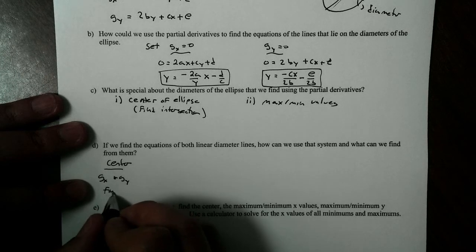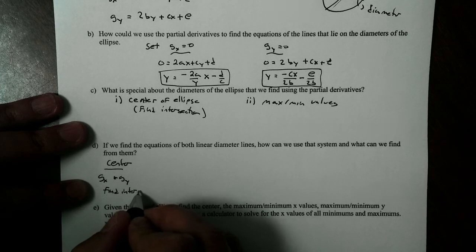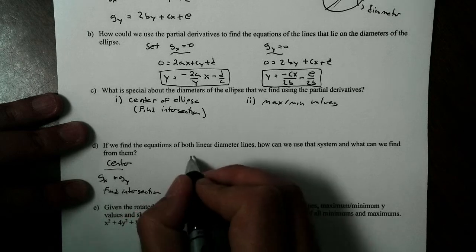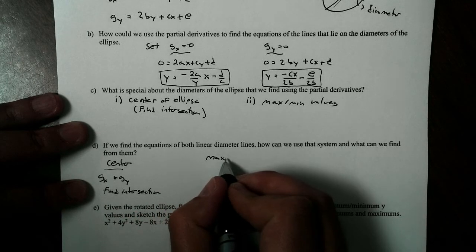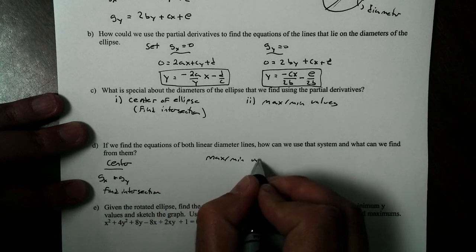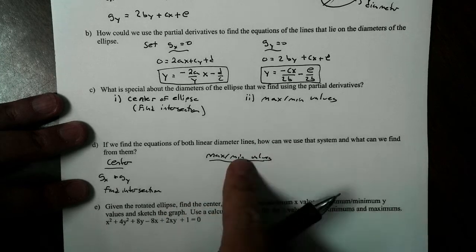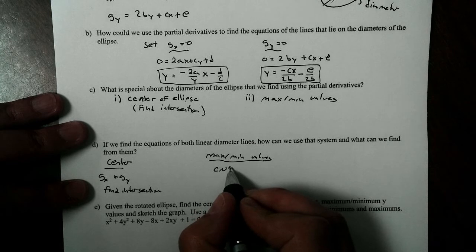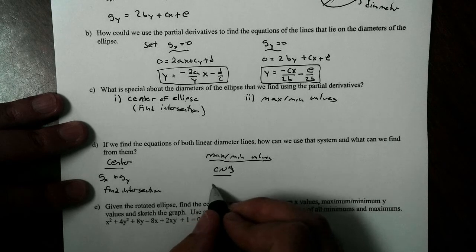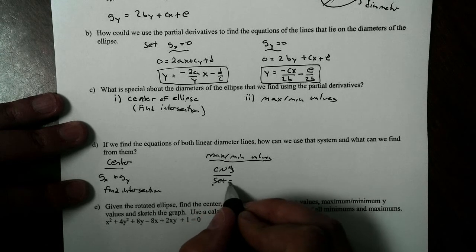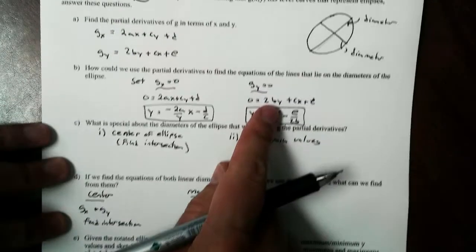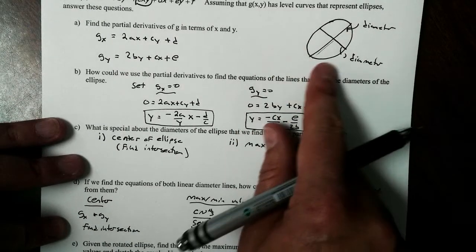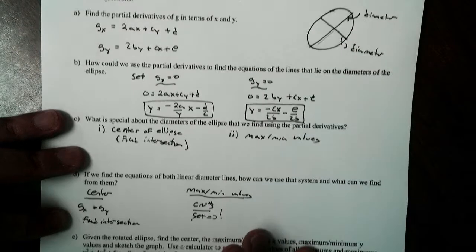And we want to find that intersection. But let's talk about the absolute maximum and minimum. What about the maximum and minimum values? Well, we know from calculus, if we want to find the absolute maximum and minimum, we find our critical numbers and we set them equal to 0. Well, how does that help us find the maximum values of our conic section here, of our ellipse?